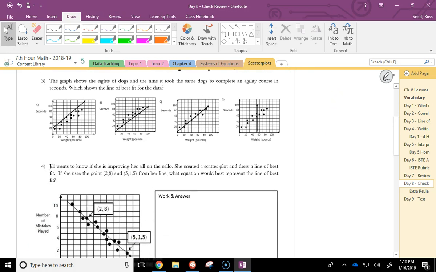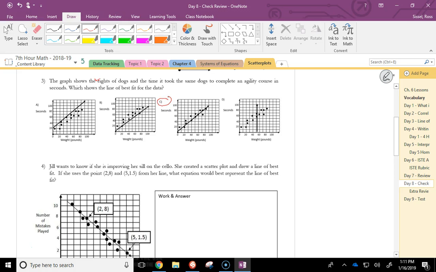Number 3, the graph shows the, it should say weight, of dogs and the time it took the same dogs to complete an agility course in seconds. Which shows the line, did I skip number 2? Oh, I'm sorry, let's do number 3 and number 2. Which shows the line of best fit for the data? So out of our 4, which one do you think had the line of best fit, Bryce? I said C. C is correct.